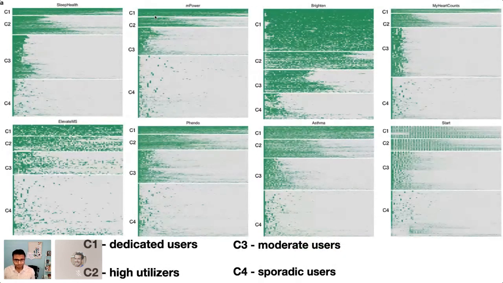You can also look at human behavior. So the y-axis on these 8 heat maps is the number of days, starting from 1 to 84, so 12 weeks.